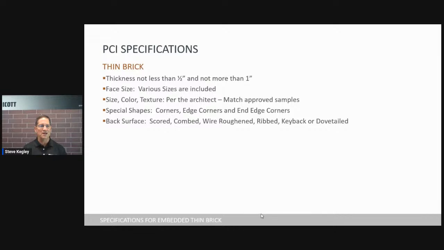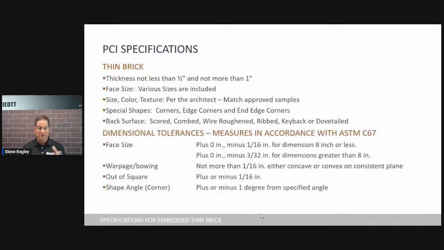The main thing, or one of the key things about thin brick, is that bond between that concrete that goes in there. The back surface of the thin brick has to be distressed. Okay, it can be scored, combed, wire roughened, ribbed, key-backed, dovetailed, all those kinds of things. And to make sure that the brick and the concrete bond together properly, there's an avenue there for them to bond together. And we all know about dimensional tolerances.